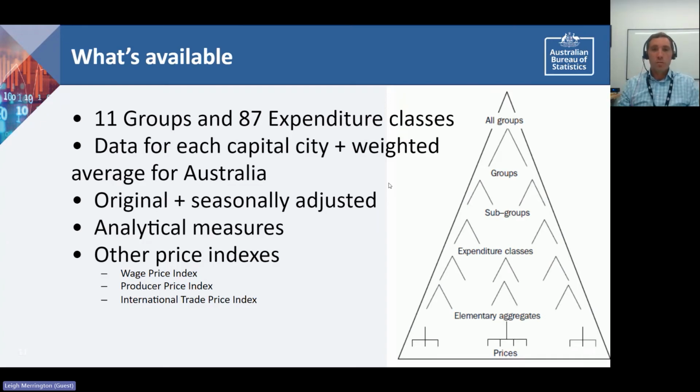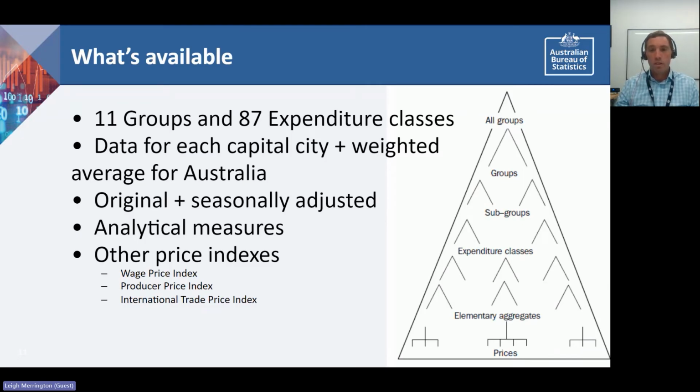So I thought I'd spend a bit of time going through some of the additional outputs that the ABS produces to complement the CPI, and talk through what they mean and how to interpret them. In terms of what's available, there's a lot more than just the CPI, one number. The ABS splits the CPI into 11 fairly broad groups of categories of spending, like food, alcohol, tobacco, clothing, housing, health expenditure. And then we split those further into what we call expenditure classes. There are 87 of those, and this is the lowest level that we publish CPI data for. So price change for 87 expenditure classes.